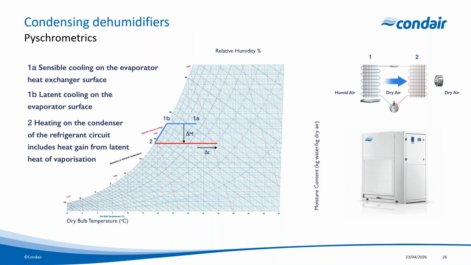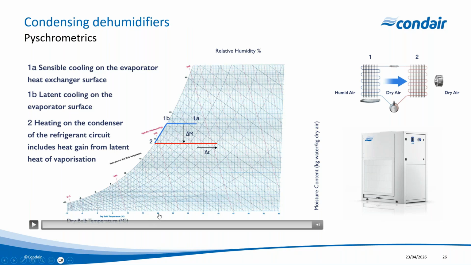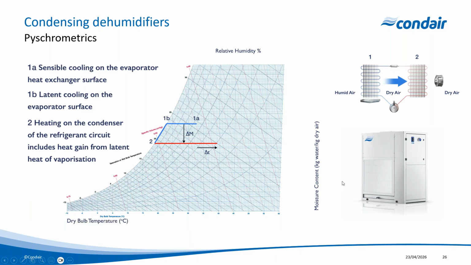But if your client says, no, I want 20 degrees C at 30% RH, it's never going to get there because your apparatus dew point will be below freezing. So we can't use that sort of technology.